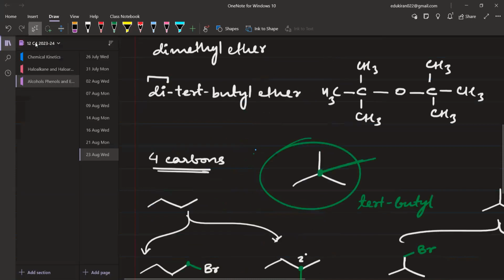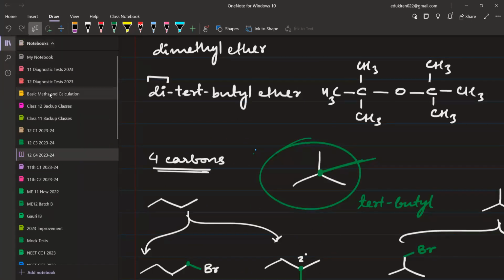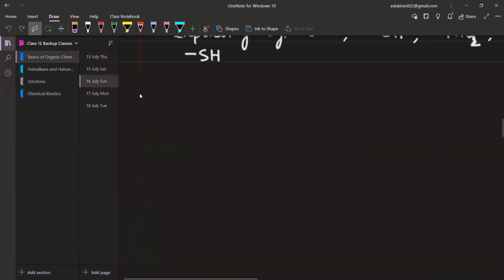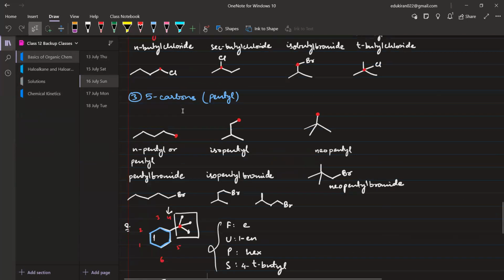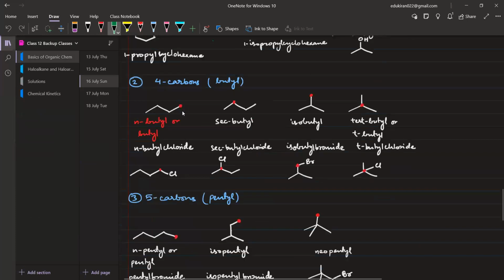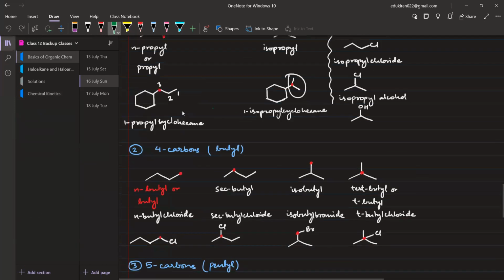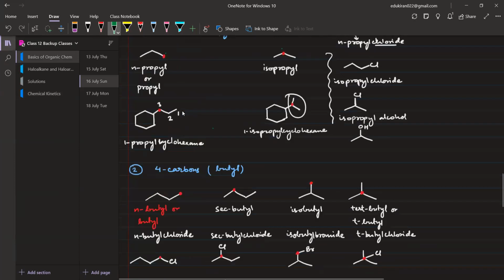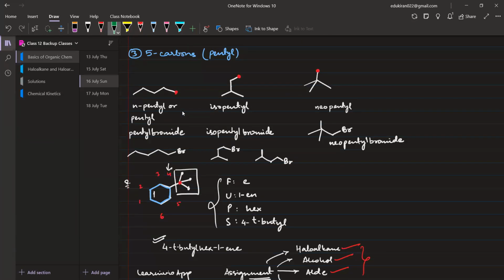If you ask Learnivio to please send you the basics of organic chemistry, I have taught all of these things in the basics of organic chemistry revision classes. See, N-butyl, secondary butyl, isobutyl, tert butyl. In 3 carbon atoms, we'll have N-propyl or isopropyl. Point of attachment differs only. For 2 carbons, you won't have anything. In 5 carbon atoms, you can have N-pentyl, isopentyl, neopentyl.